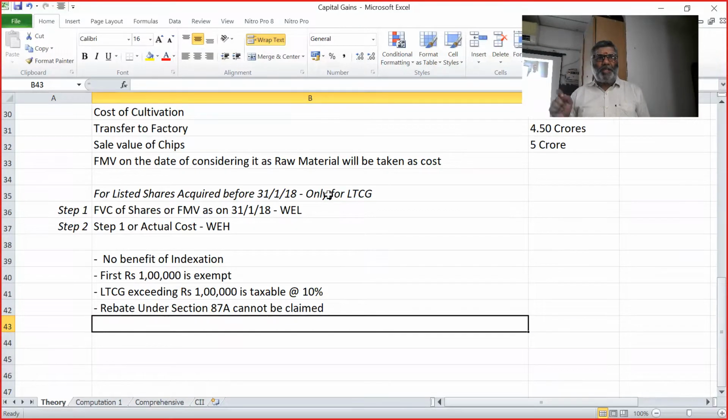Rebate under section 87A, which says up to 5 lakhs you can claim, cannot be claimed in this particular case. We have seen this in the first class itself. Am I clear to you?